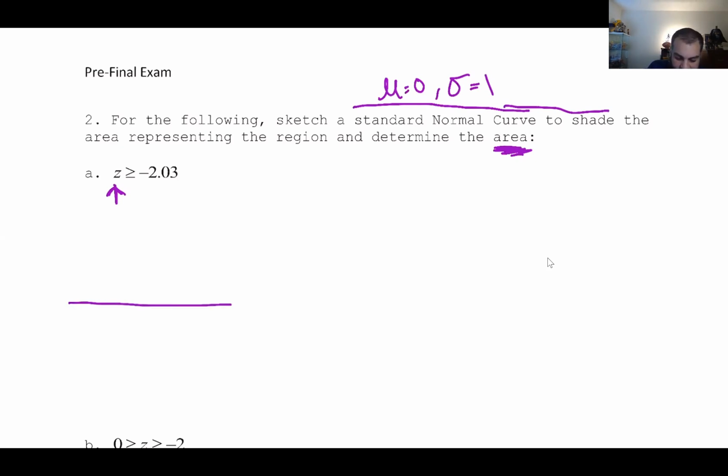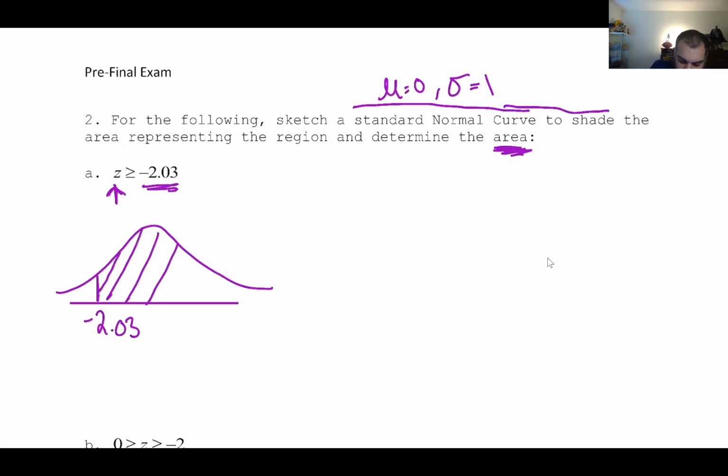So let's go ahead and find this. It says z of negative 2.03. So we'll put negative 2.03 right here. And we'll put greater than, because if you look at the arrow, it's pointing to the right-hand side. So that's why we're shading the right-hand side.